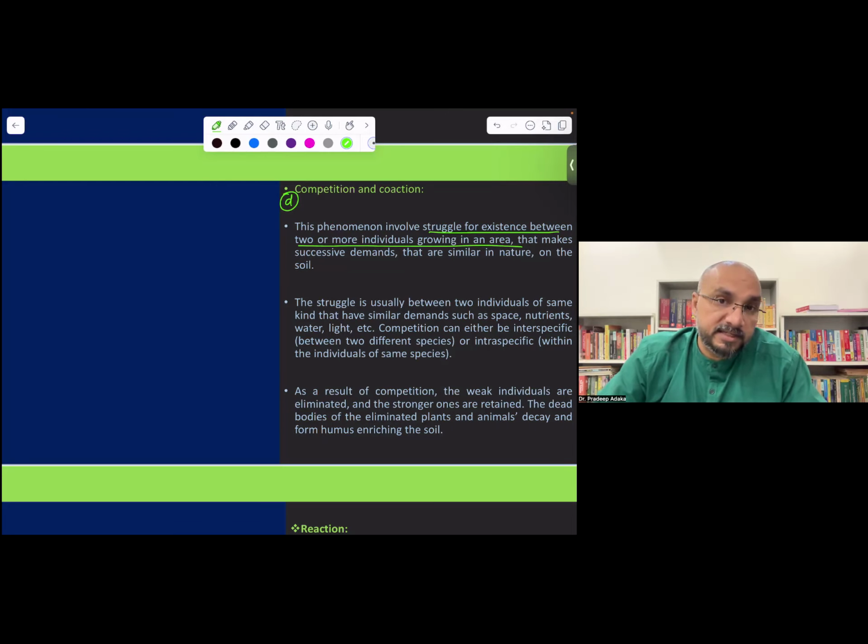So if it is within the same species, competition is called intraspecific. If it is between two species, it is called interspecific. So struggle is usually between two individuals of same kind that have same demands for nutrients, for water, for space. If it is between the same species, it is called intraspecific. Competition has started. So as a result of competition, weak individuals are eliminated and the stronger ones are retained. Now the dead bodies of the weak individuals that have died will add organic matter.